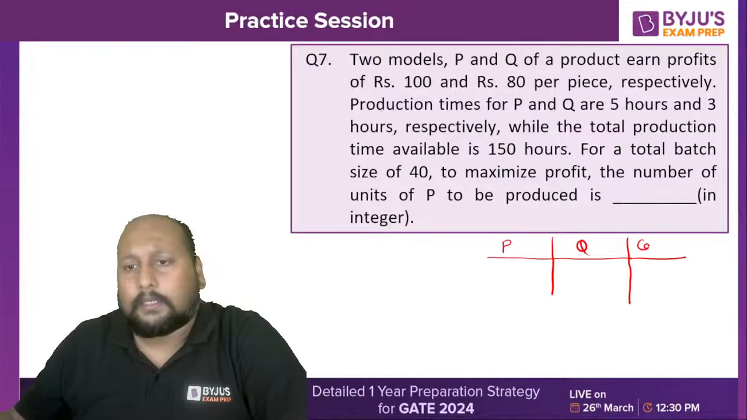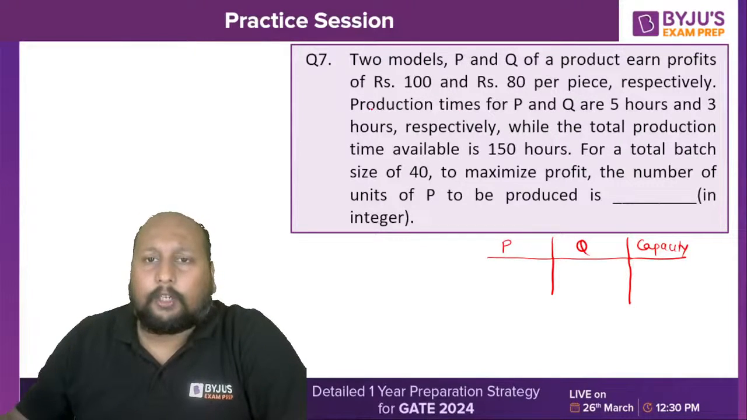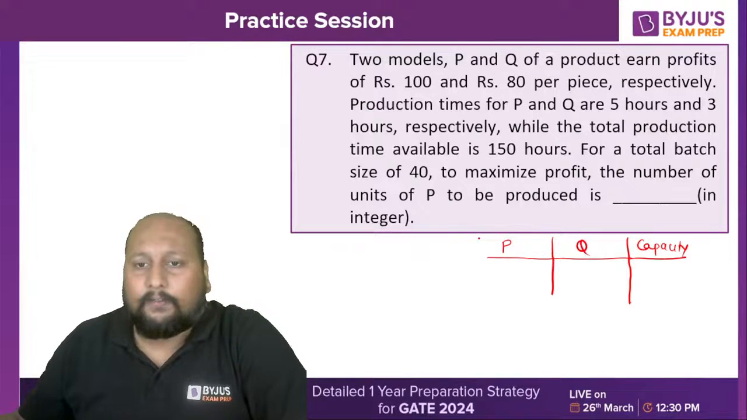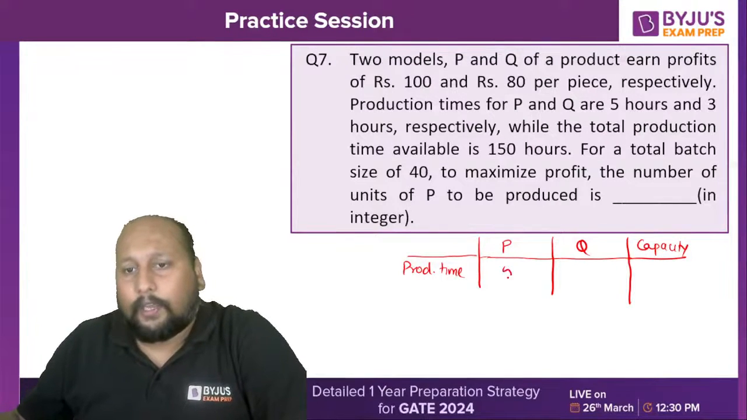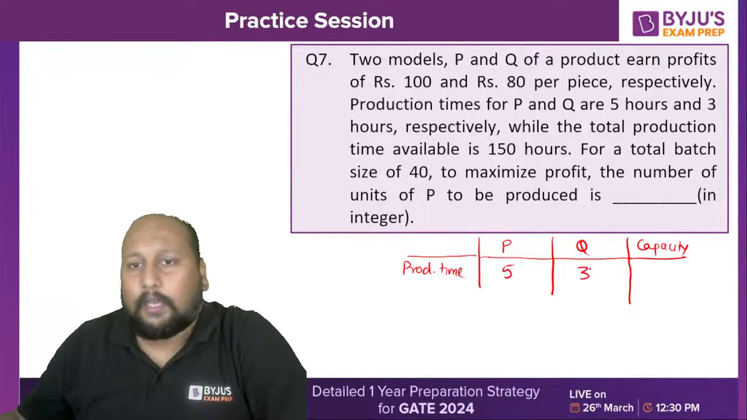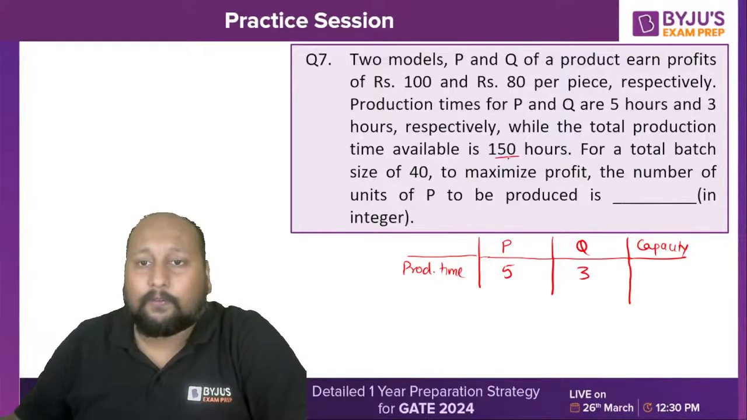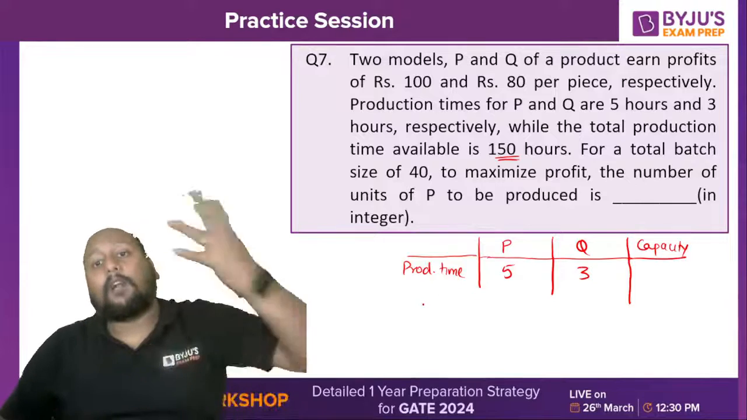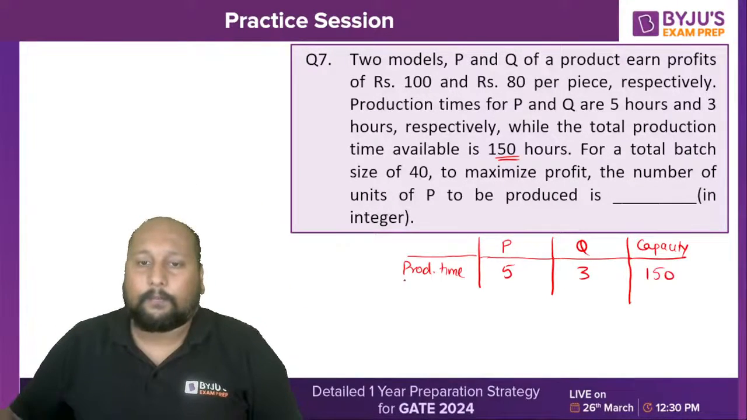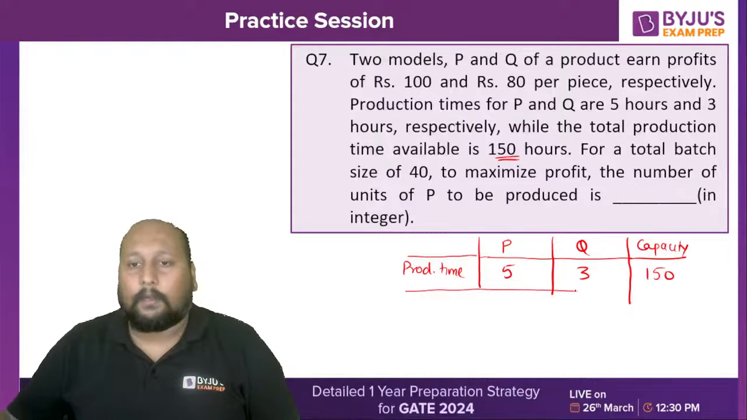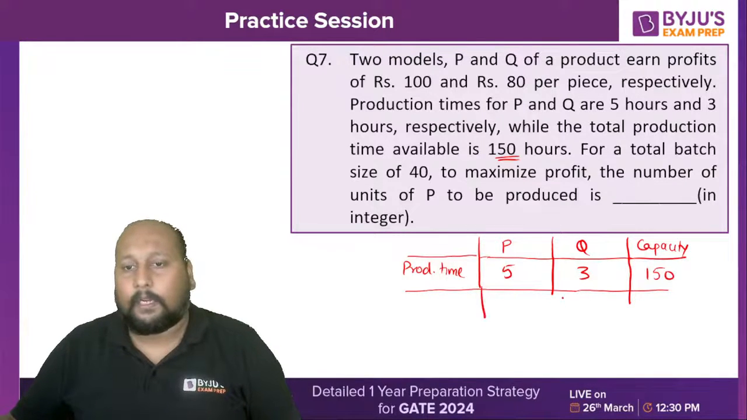Okay, this is capacity. The first condition we are talking about is production time. For P the production time is 5, for Q the production time is 3, and the total production time available is 150 hours. That means you cannot go beyond 150 hours of total production time. So the maximum capacity is 150. So we got one of the constraints in terms of production.